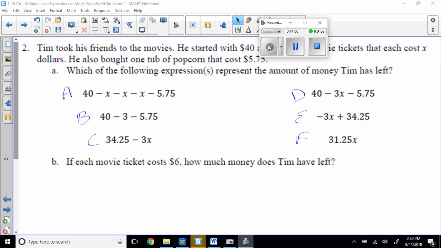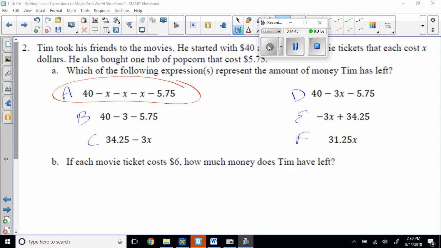Raise your hand if you selected A. Okay, raise your hand if you didn't select A. Oh my, we've got our work cut out. Let's look at A. A says 40. What does 40 mean? All right, what do minus x, minus x, minus x represent? 3 tickets. What does the minus 575 represent? Okay, so is A a representation of this expression or of this situation? Thank you. I was getting confused.